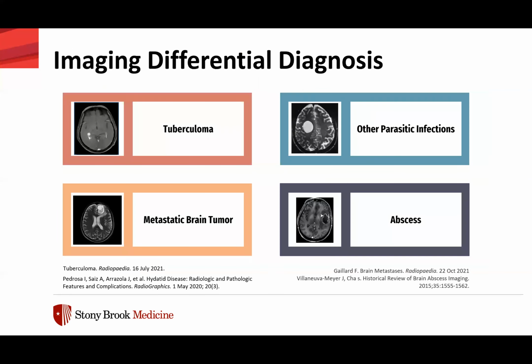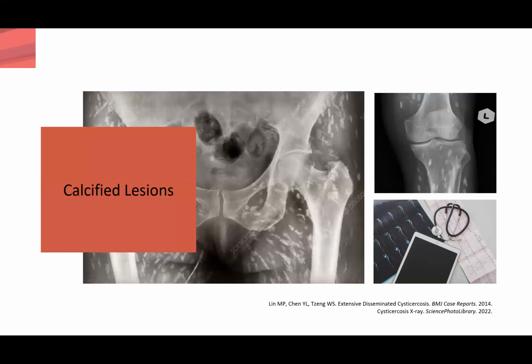And just as a tidbit, there is a major imaging differential diagnosis that providers might be thinking about. There are a number of infections that can cause imaging that might look like what we see in NCC, particularly tuberculomas. Other parasitic infections can cause changes on imaging as well, brain tumors, as well as abscesses. And also, if we do not have access to CT or imaging of the head, you can see calcified lesions on x-rays. Those white dashes there are calcified lesions from cysticercosis.